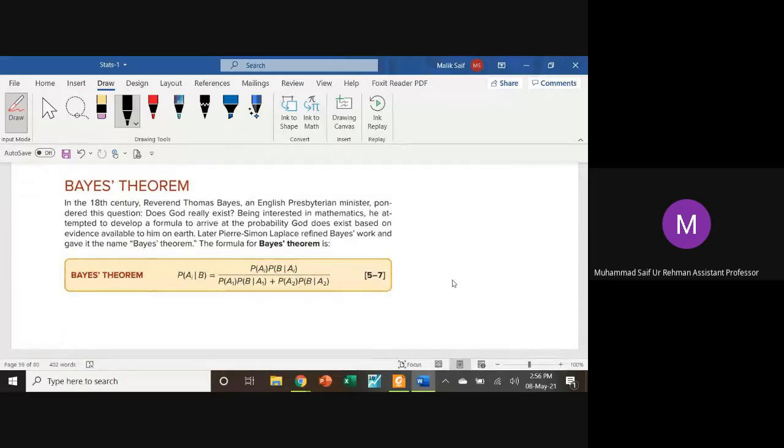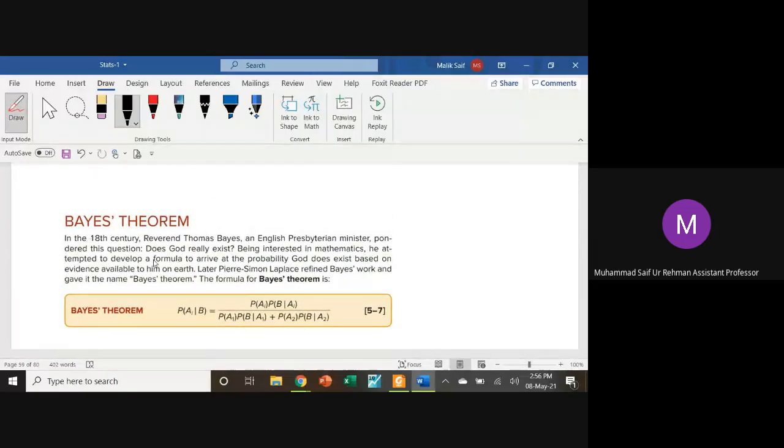What is this Bayes theorem? In the 18th century, Reverend Thomas Bayes, an English Presbyterian minister, pondered this question: does God really exist? Okay, so this was a question that arose in his mind. Does God exist? Being interested in mathematics, he was a good mathematician.